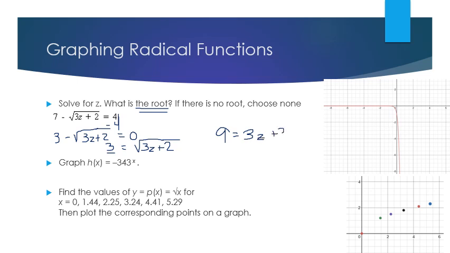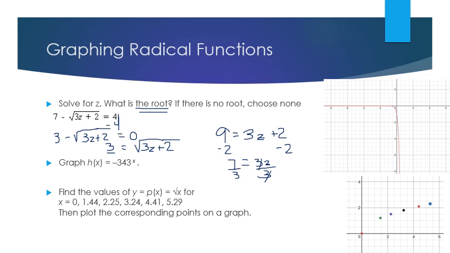Now I can solve this like a regular algebraic equation by subtracting 2 from both sides. That gives me 7 equals 3z. And by dividing everything by 3, I can find the value of z. Okay, so z equals 7/3.